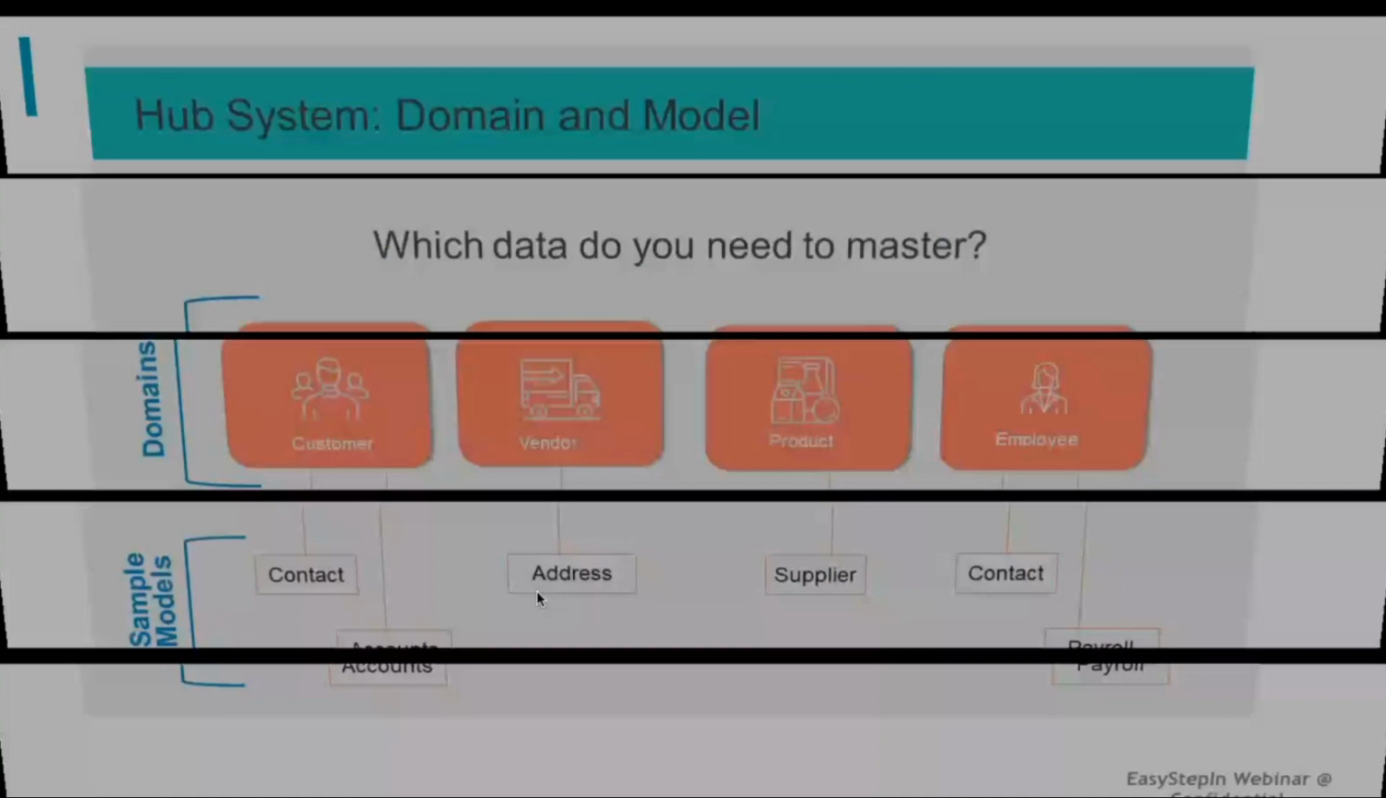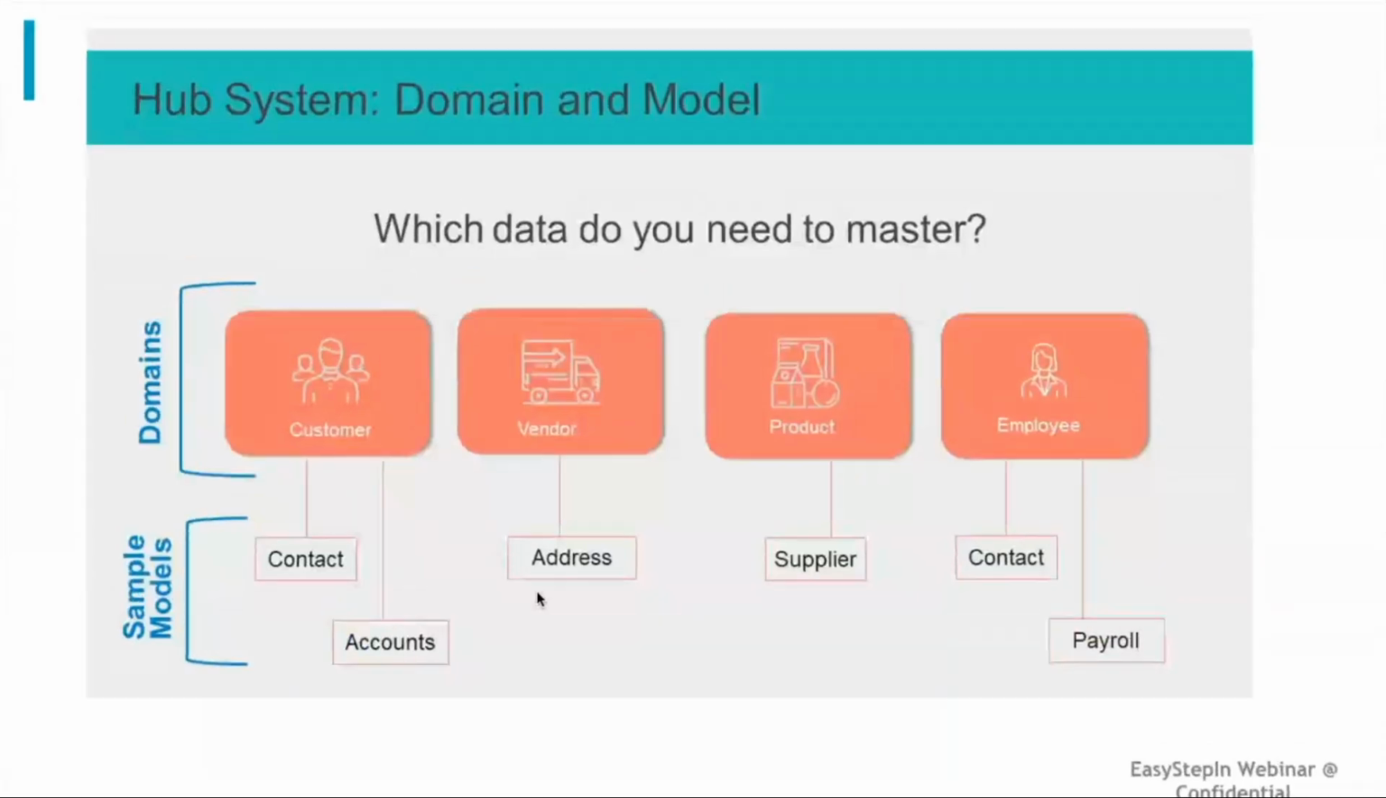A domain is used to describe a data tracking of a particular noun of a company's business, like your customers, vendors, products, or employees. Here you can see a few example domains and also the related models. For example, for customer, you have contact model, accounts model, and for vendor, you can have address model. This way you can differentiate different models with the domain.